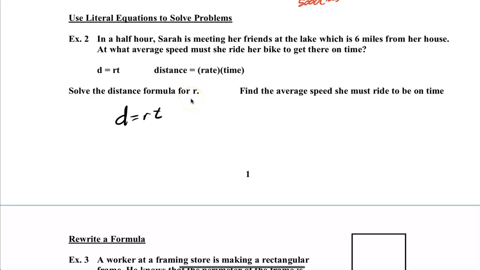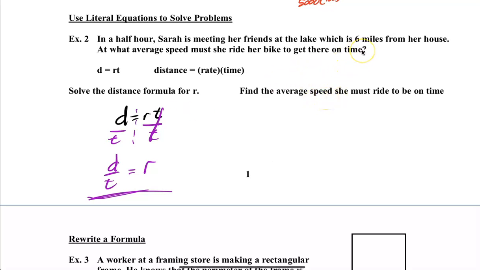What's going on with R? R is being multiplied by T. So we're going to do the opposite: divide both sides by T. It's like a normal equation. These cancel out. R equals D over T. That's our formula. Now if we want to find the average speed she must ride, we just need to plug it in.